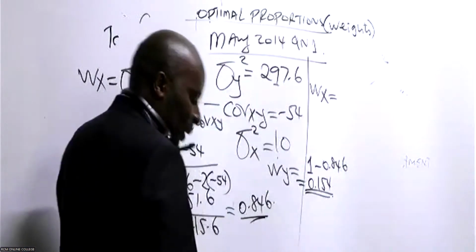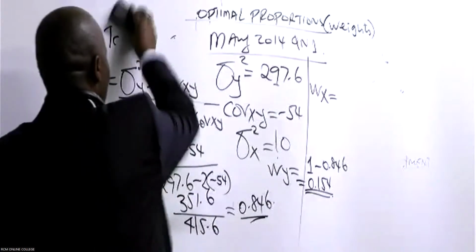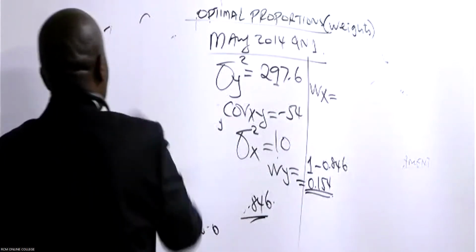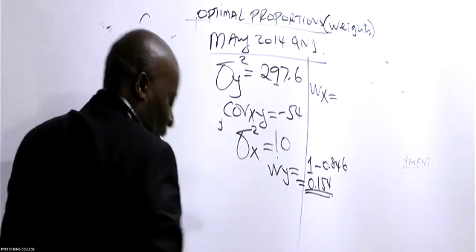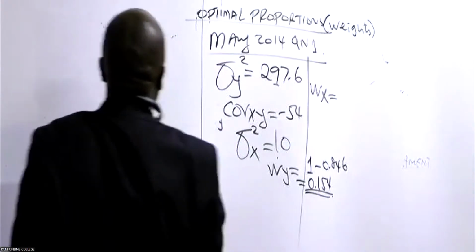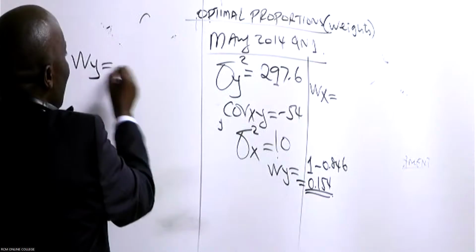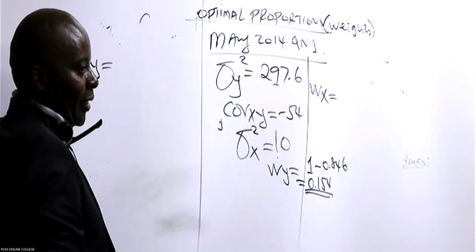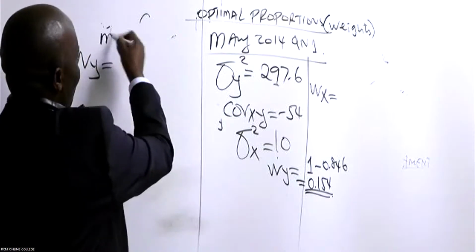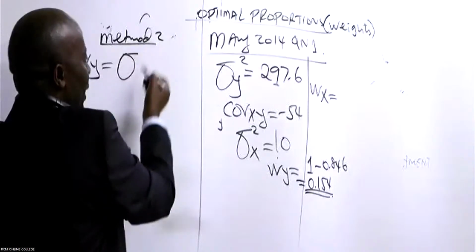Please listen. I would want to make myself very, very clear. And you shall never forget this, my good students. So here, if for example somebody was to ask me, use the formula to get weight of y, how will I be able to get this weight of y? So this is method 2. To get weight of y, just know that you are starting with variance.